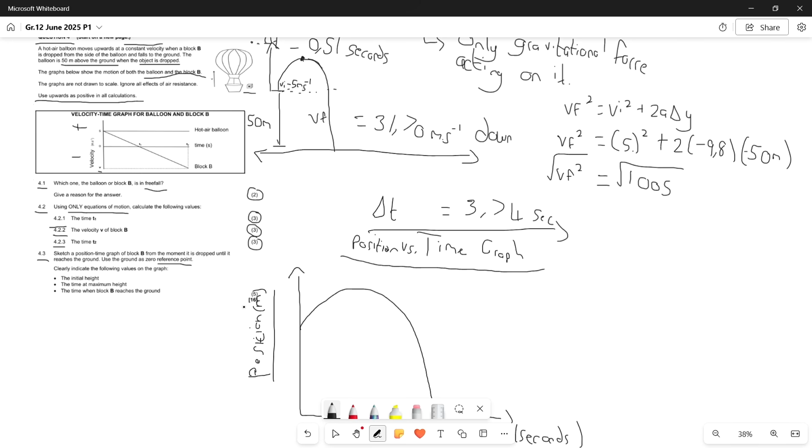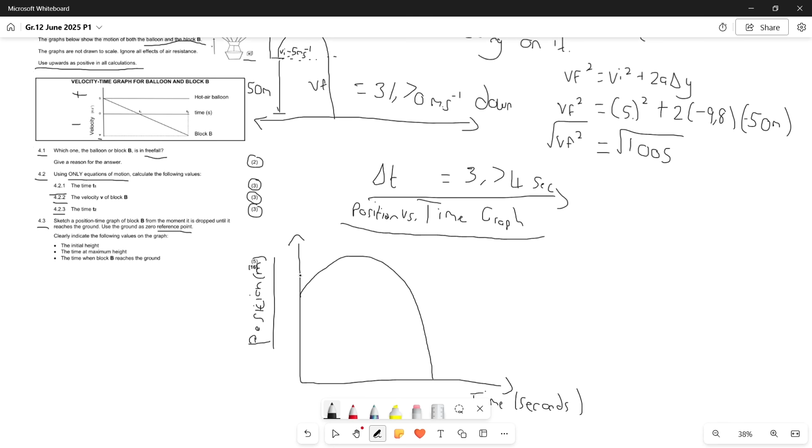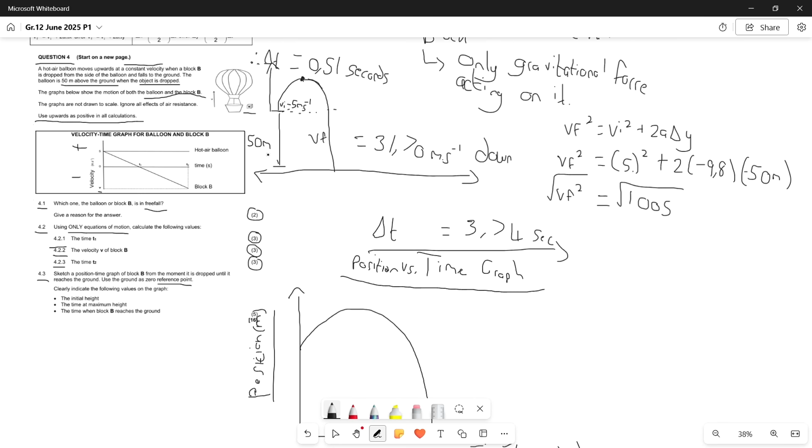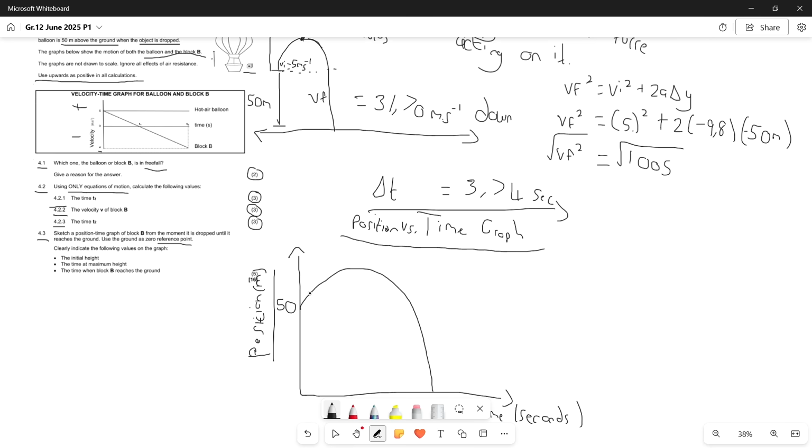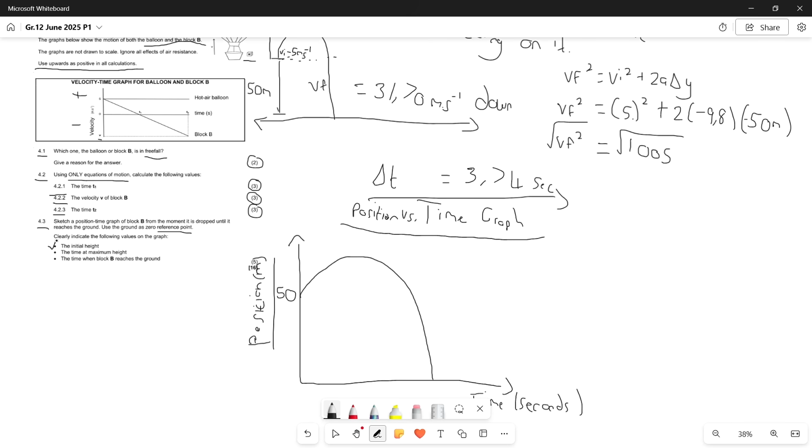And now we need the initial height. So we can just approach this like a checklist. The initial height we had here was 50 meters before it started to journey up. So 50 meters we have over there. That means we didn't have to calculate how high it went up, nor do we have to plot that distance up until the peak. So the initial height, we have that there.